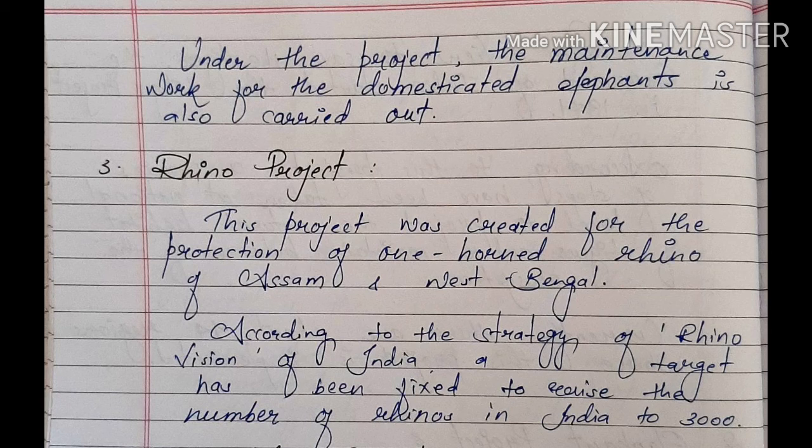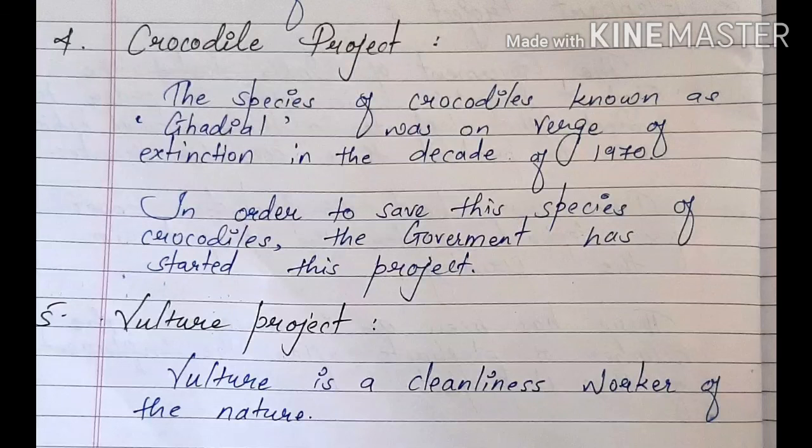The third one is the Rhino Project. This project was created for the protection of the one-horned rhino of Assam and West Bengal. According to the strategy of Rhino Vision of India, a target has been fixed to raise the number of rhinos in India to 3,000. And the fourth one is the Crocodile Project. The species of crocodile known as gharial was on the verge of extinction in the decade of 1970. In order to save this species of crocodiles, the government has started this project.